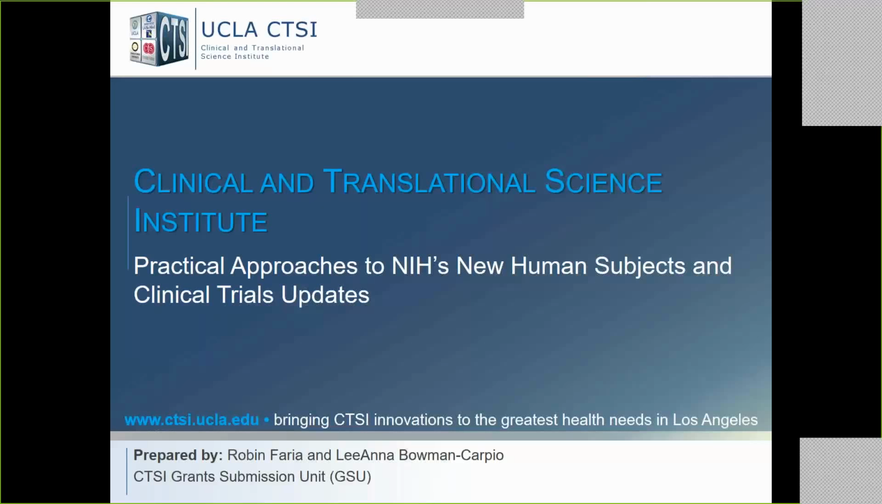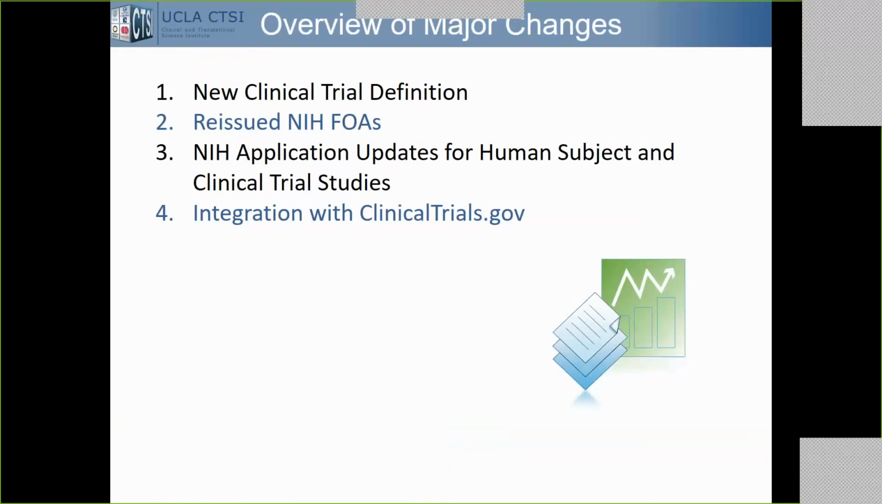Let me just go over a little bit of the agenda. So what we wanted to do is do an overview of all the major changes and talk about the new definition of a clinical trial, talk about how that has affected all of the reissued funding opportunity announcements for the NIH, and then once you get into your application process, talk about specifically the new form that is called the PHS Human Subjects and Clinical Trials Information Form and some of the components within that, and then also talk about how these changes relate to future integration with clinicaltrials.gov, because that will affect how you deal with some of these application components from here on out.